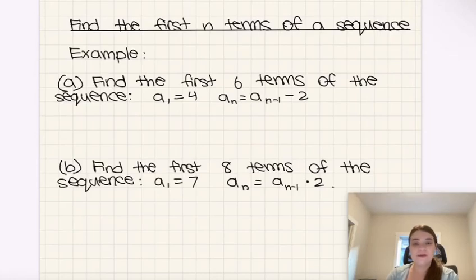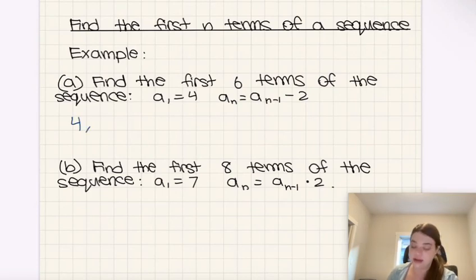Hello, everyone. Welcome back. Today, we're going to do two examples of figuring out the first n terms of a geometric or arithmetic sequence. So the first one says to find the first six terms of this sequence, where the first term, a1, is equal to 4, and an is equal to an minus 1, which is referring to the previous term, minus 2. Well, the first term is pretty simple. It's just 4 like they told us.